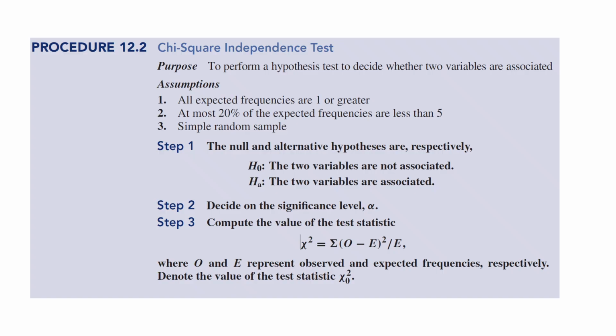Let's look at the procedure for the chi-square independence test. The purpose is to perform a hypothesis test to decide whether two variables are associated. Our assumptions are that all expected frequencies are 1 or greater, at most 20% of the expected frequencies are less than 5, and it's a simple random sample. So that's all the same as the goodness of fit. But check out your null and alternative hypotheses. These change. The null hypothesis is that the two variables are not associated, while the alternative is stating that they are associated, and then the rest of the steps are generally the same.